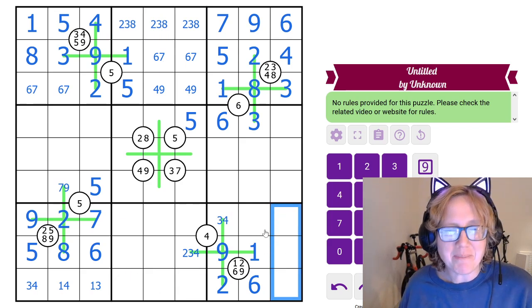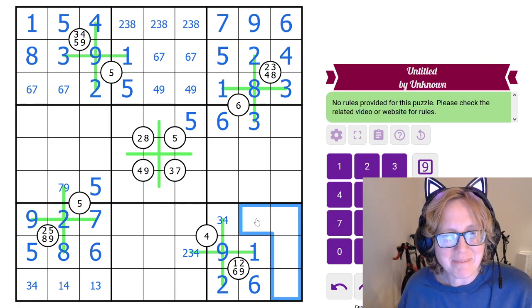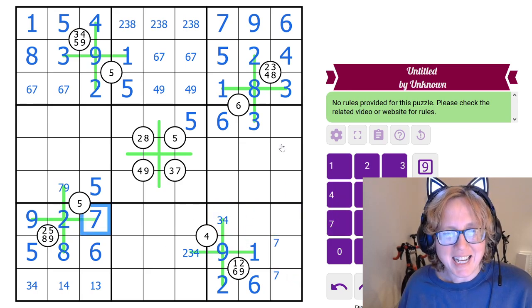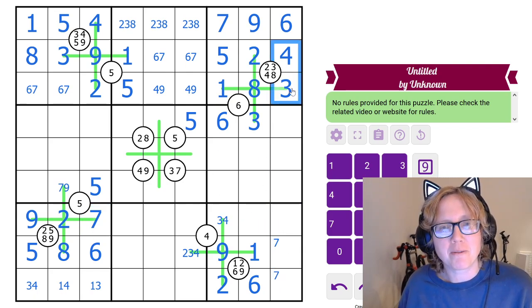And I have to do something with this region. So I need to place a 7 in one of those cells, because it can't go there, thanks to that 7. I need to place a 3 and a 4. Oh, okay, so 3 and 4, where do they go in this region?